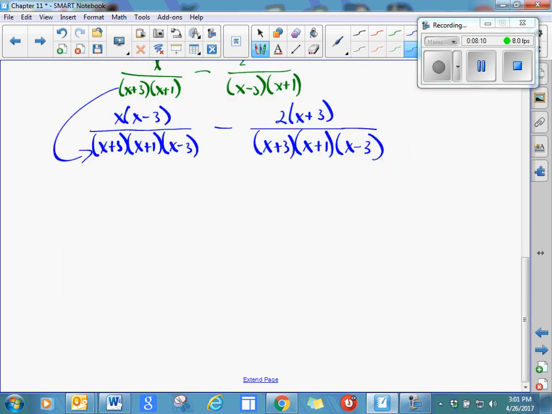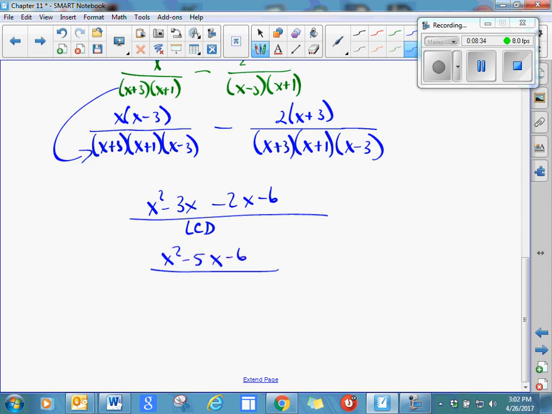Now I'm ready for the single fraction bar. And I'm just going to put LCD until I get to the point where I'm ready to see what cancels. So distribute x squared minus 3x. I am going to distribute negative 2. So minus 2x minus 6. Clean it up. So I have x squared minus 5x minus 6 all over the LCD.